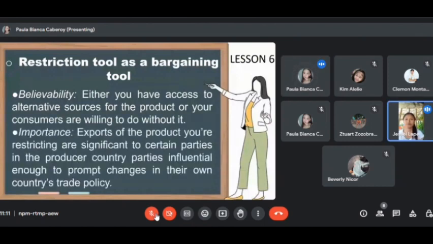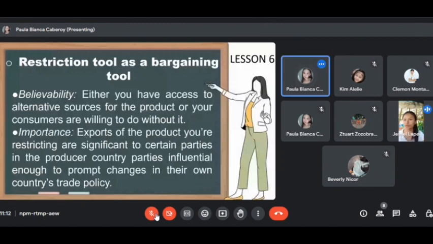First is believability. Either you have access to alternative sources for the product or your consumers are willing to do without it. So believability in this context means that the threat is considered reliable or credible. This credibility is based on having access to alternative sources for the product or the willingness of consumers to forego it if it's not available.